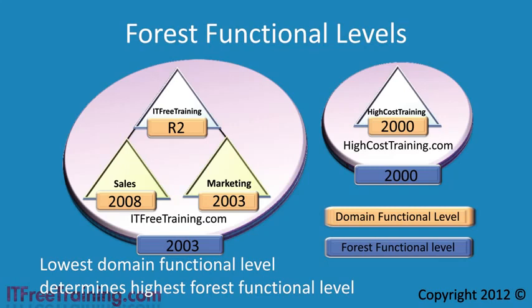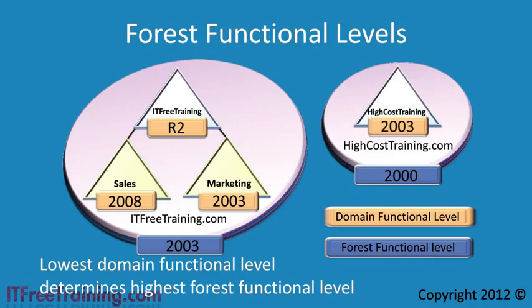On the High Cost Training forest, I have a Windows Server 2000 native domain and a Windows Server 2000 forest. In order to raise the forest level to Windows Server 2003, I need to first raise the domain level to Windows Server 2003. To do this, I first need to upgrade all the domain controllers in the High Cost Training domain to Windows Server 2003. Once this is done, I can raise the domain functional level to Windows Server 2003.